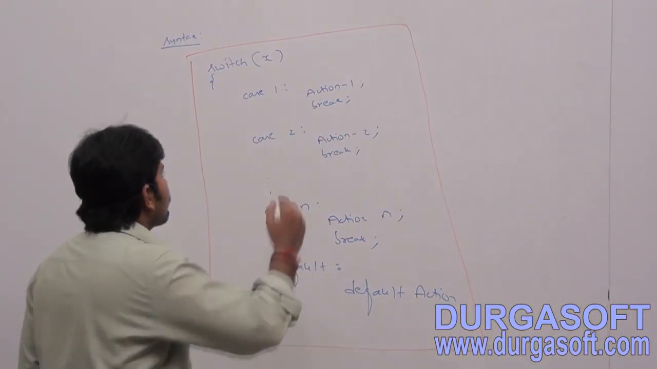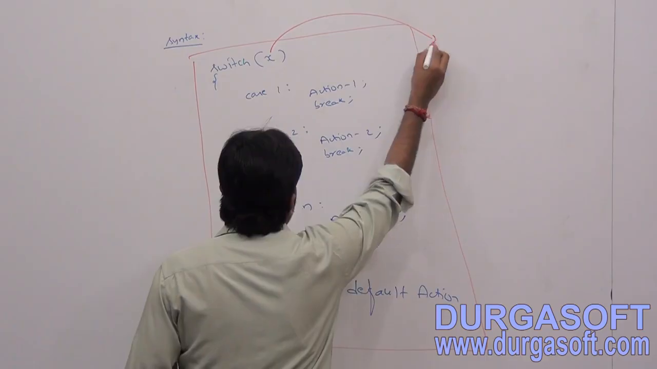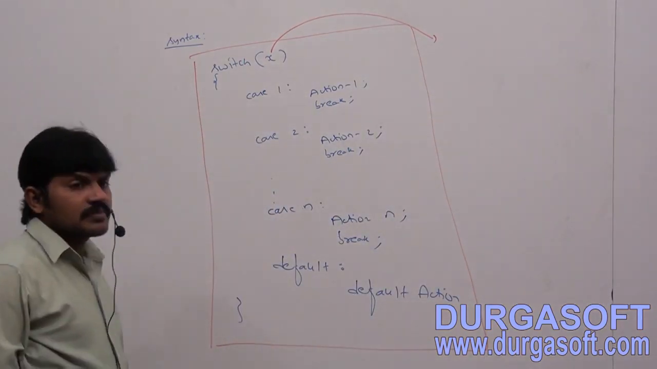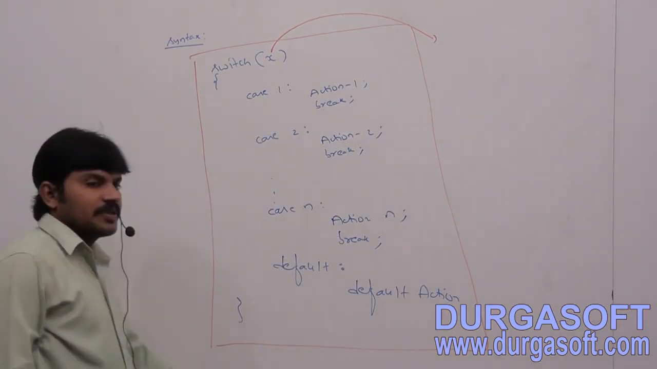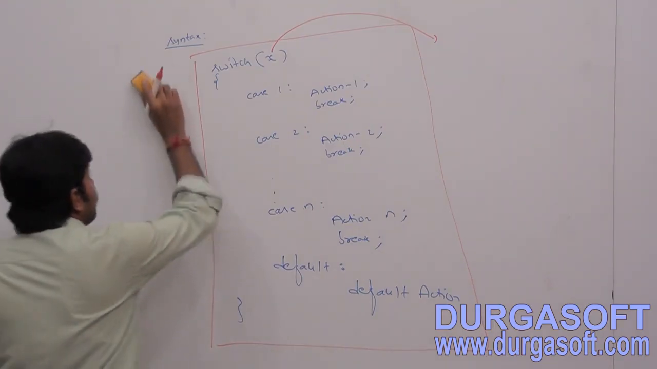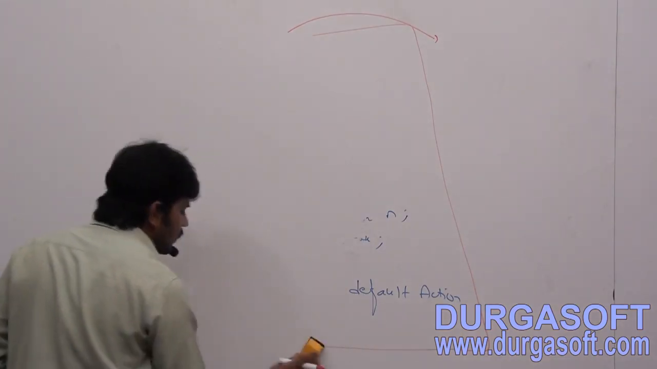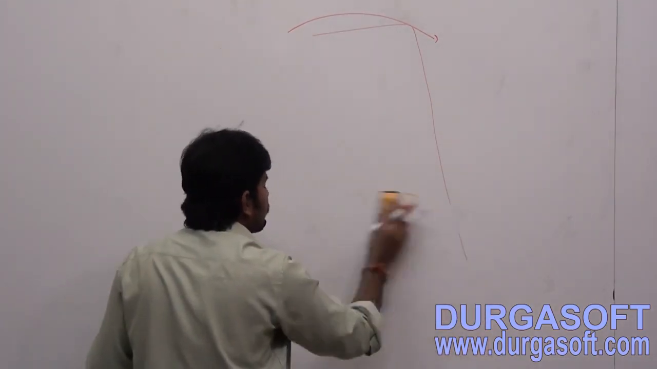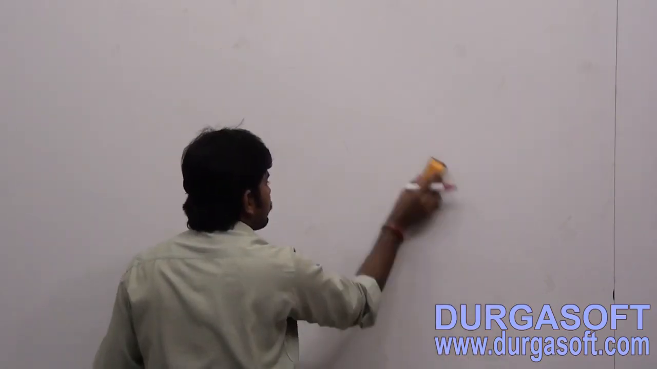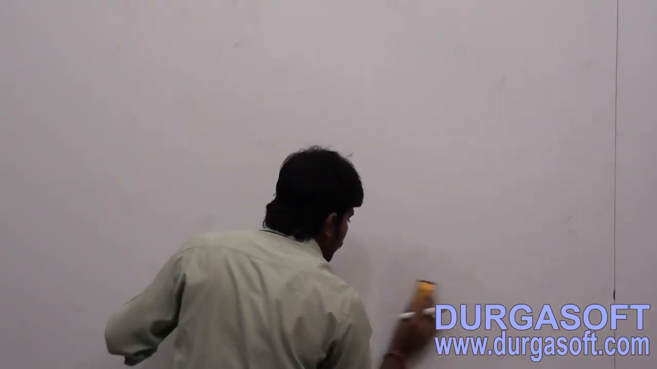Can you tell what the argument to the switch statement is? Can I take int type or not? Int type. Can I take byte type? Yes. Short type? Yes. Long type? No. Can I take char type? Valid. Can I take string type?